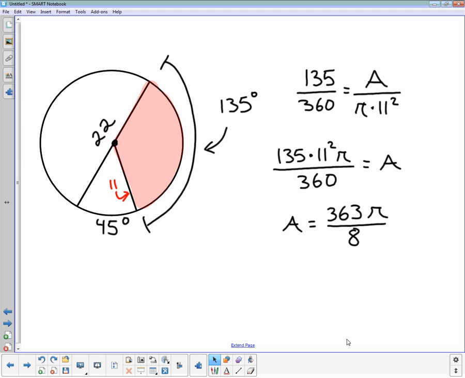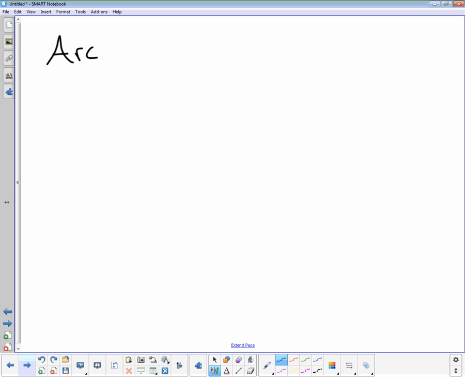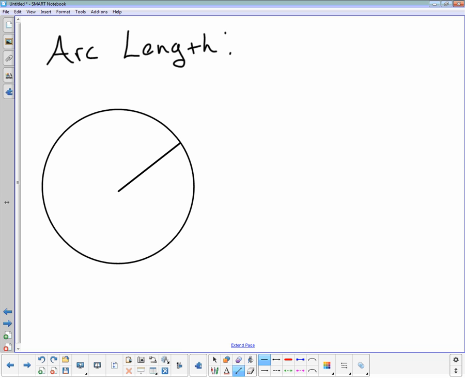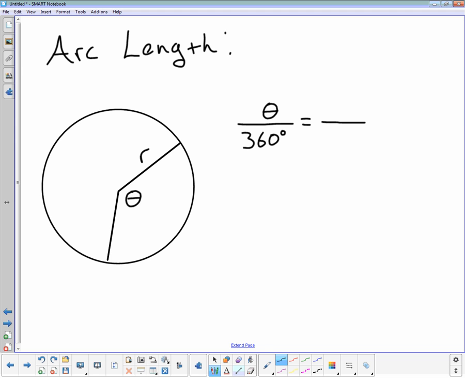Okay? Now, arc length. Arc length has an almost identical formula. It's the same idea, except we're dealing not with the area but the circumference of the circle. So we still need the radius and whatever angle they're talking about. So now the formula is the same on the left as before, but now my arc length over the circumference. What was the formula for circumference? 2πr.